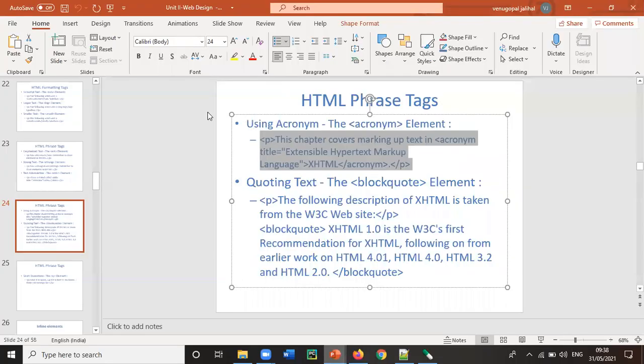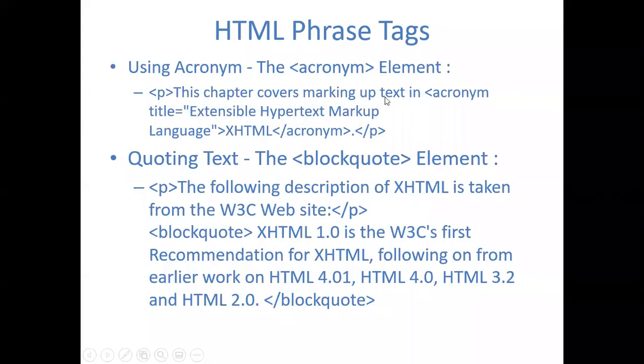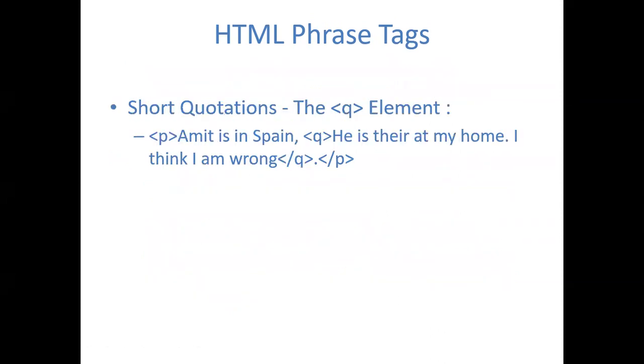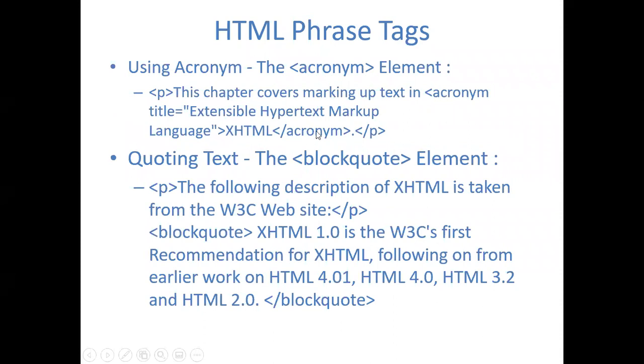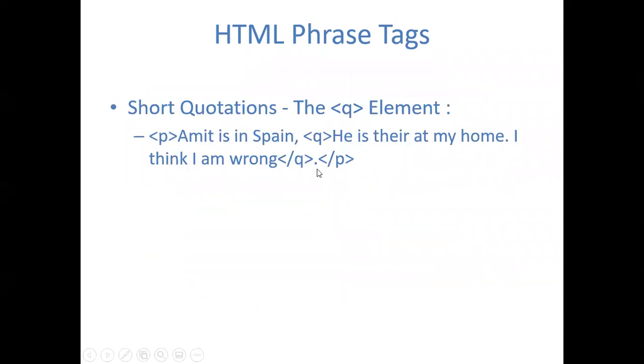So here you can see the acronym will be XHTML. And when you take the cursor on that one, it will show whatever value you have given in the title. And then you use the Q tag for quoting. We have seen the Q tag and the block quote tag for quotes. So we have used block quote here, and then we have used the Q tag here.